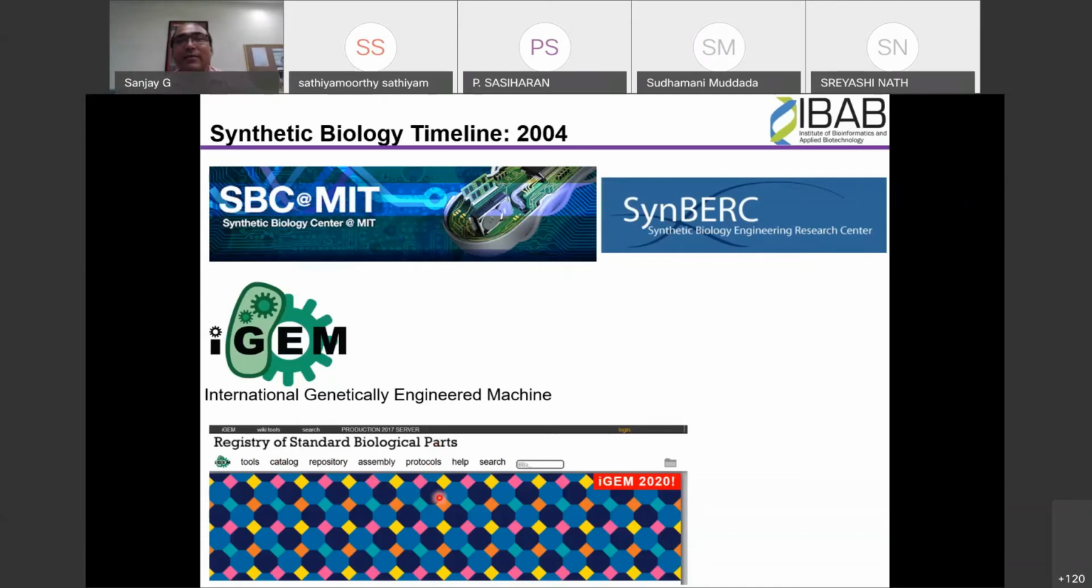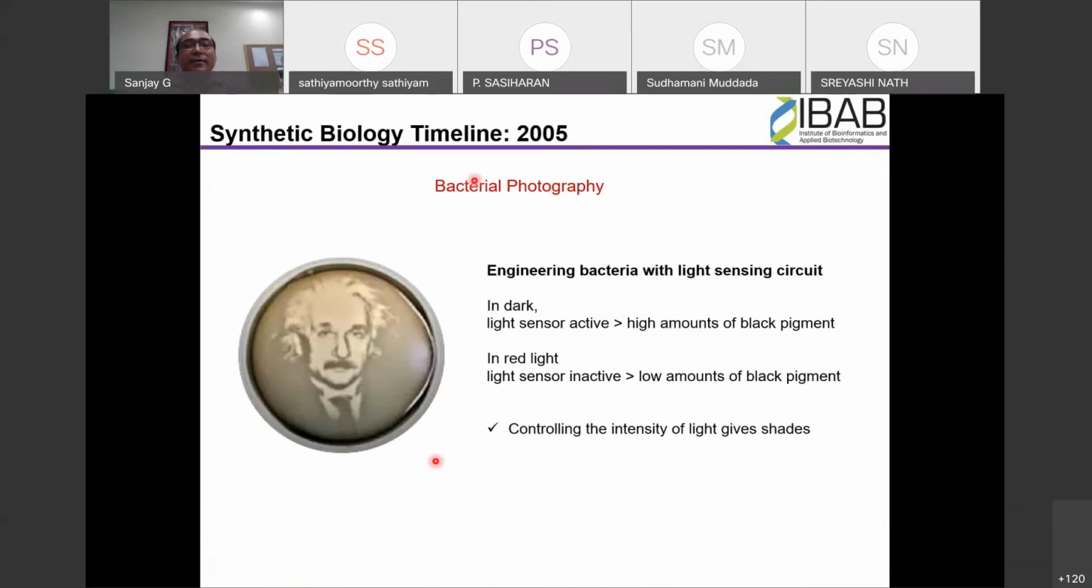So this was a very nice thing because then the whole community in the world was sharing their own knowledge and exchanging genetic elements. So around 2005, something I want to highlight was called bacterial photography. This is a bacterial plate, a Petri plate, where a picture of Einstein can be seen.